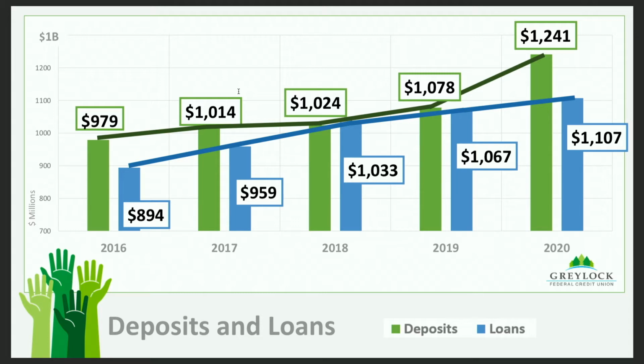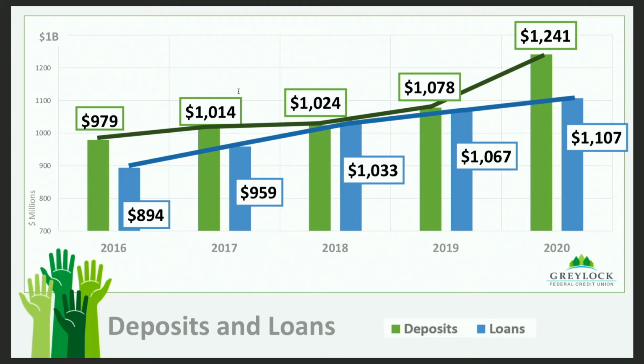As you can see in the graphic up on the screen, our loans exceeded $1.1 billion. This means that the vast majority of our $1.4 billion in assets are at work supporting the borrowing needs of our members.